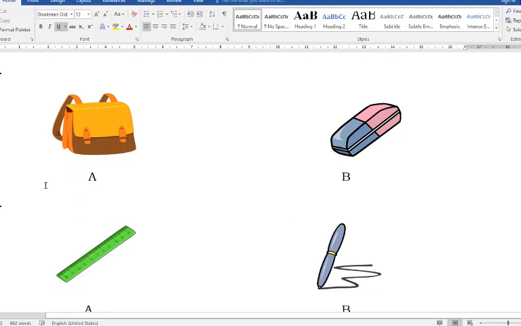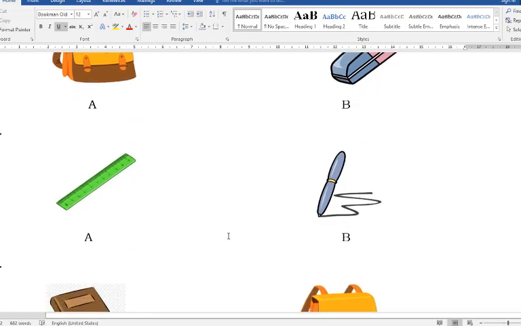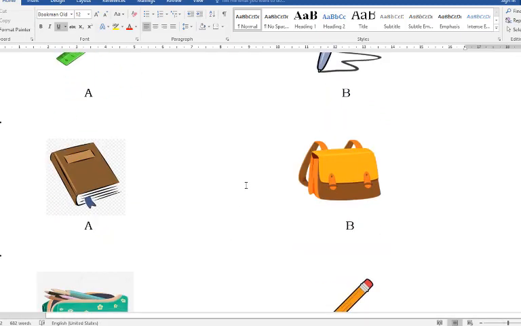2. Do you have an eraser? Yes, I do. 3. Do you have a pen? No, I don't. I have a ruler. 4. Do you have a school bag? Yes, I do.